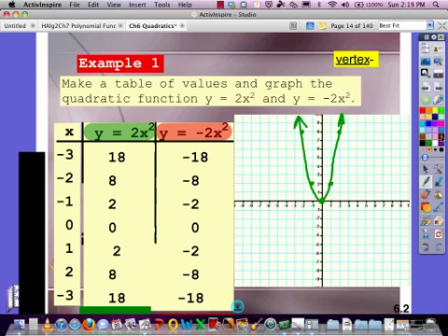And then we'd go red on the other, and we would have the same combination here in the middle, 0, 0. Then we'd have a 1, -2, a -1, -2, a 2, -8, and a -2, -8. Again, with a smooth curve as possible, cutting through those points and drawing your arrows on the end.